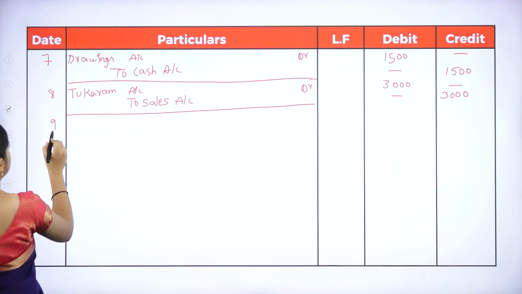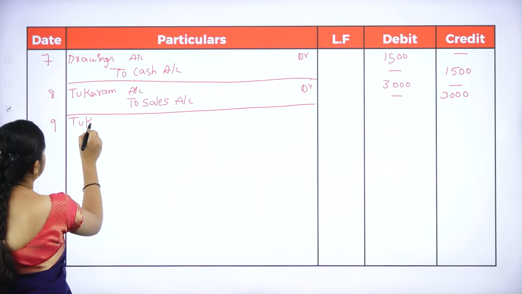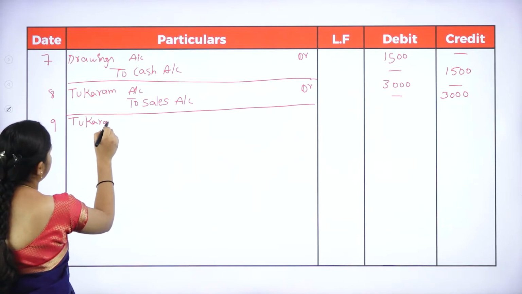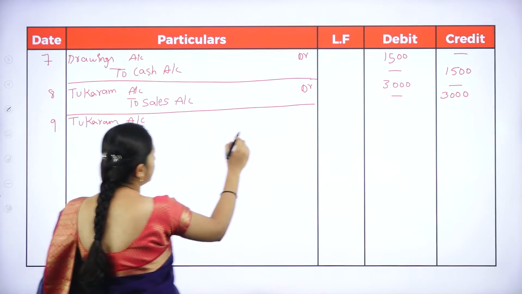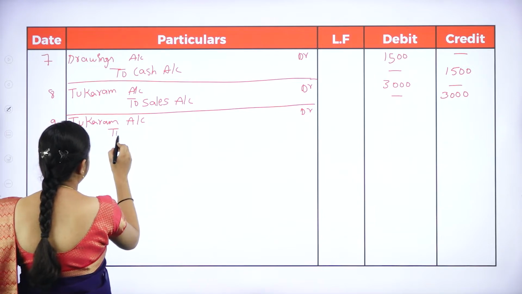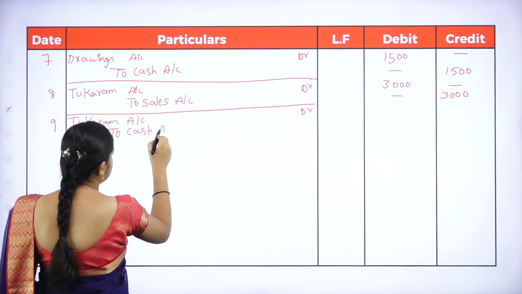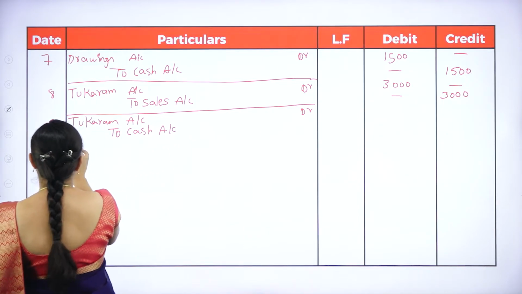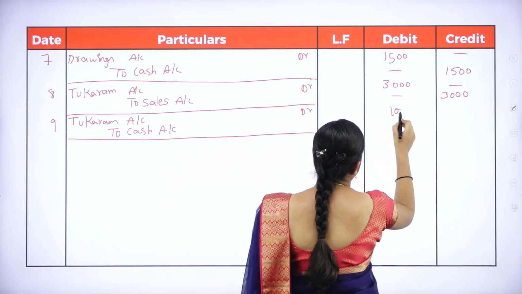On 9th, you paid a carriage on account to Tukaram. So Tukaram is receiving. Tukaram account debtor to, you are paying cash. Cash is going out. So cash account of rupees 100.